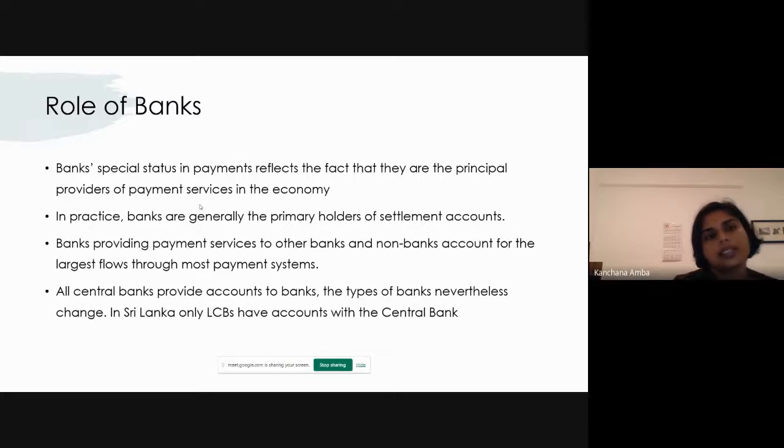So, the role of banks. Banks have a special status in payments that reflects that they are the principal providers of payment services, right? And this is because they hold the public's money, or rather, the way our monetary system is made in almost all countries, because we are following the Western monetary model. Banks are integral to that model, right?